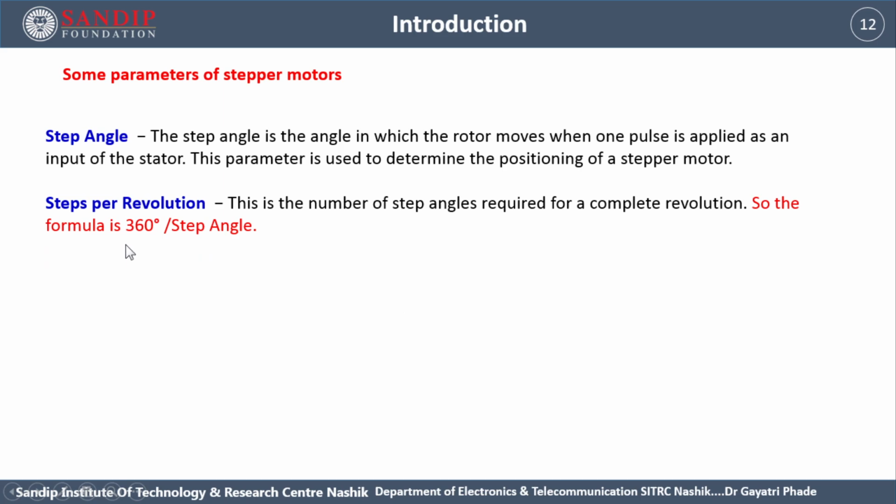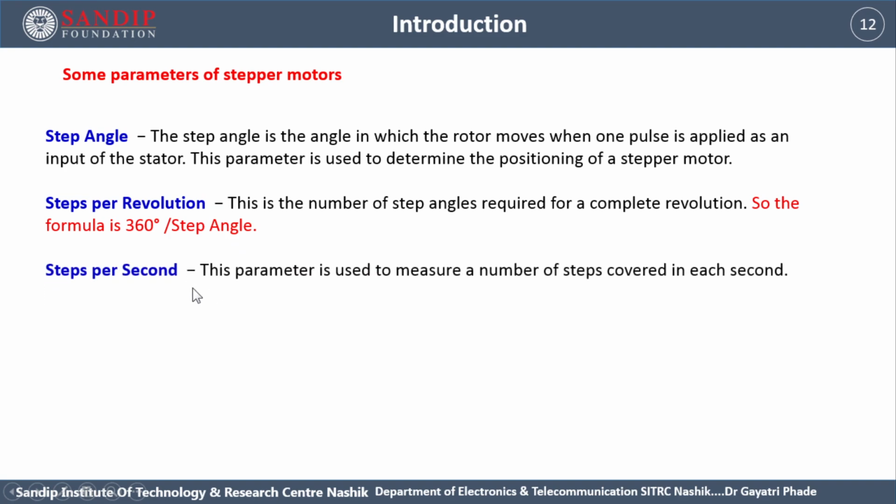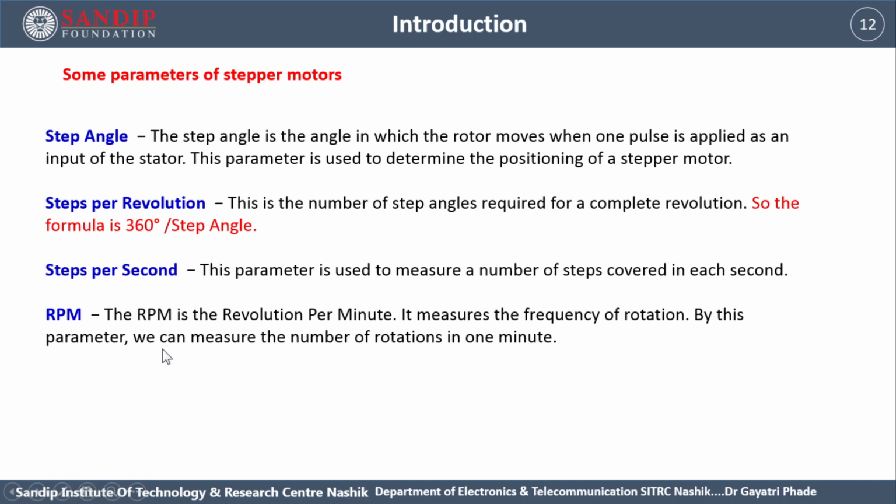Next, we have seen the steps per revolution. This is an important formula to compute the step angle. Next, steps per second. It is used to measure the number of steps covered in a second. Then RPM, revolutions per minute, gives the speed. It measures the frequency of rotation. By this parameter we can measure the number of rotations in 1 minute.